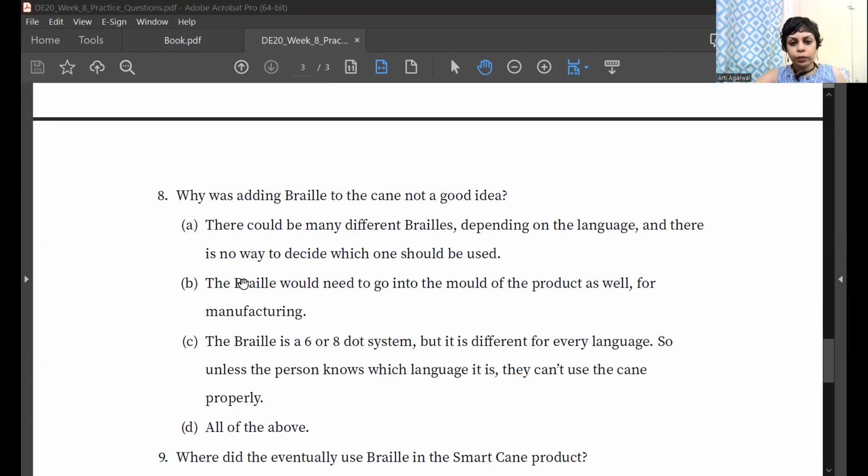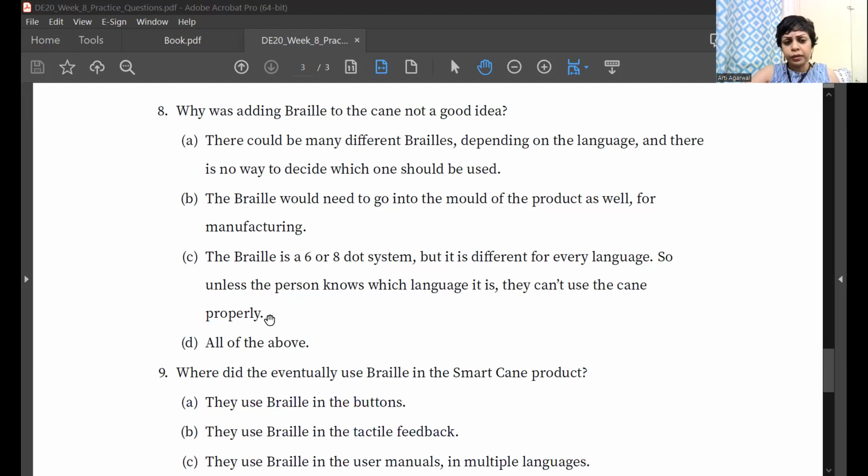And I thought it would be a good idea to discuss this a bit visually. I'll come to that, I'll just share that in a minute. And let's come to the second point, which is the braille would need to go into the mold of the product as well for manufacturing. What he explains in the lecture is that in rapid prototyping, when you're doing a 3D print, you can just print it directly. But when you're actually manufacturing, you need to implement it into the mold of the canes, right? So that itself is one more added feature which you would need to implement and may not be that easy to implement sometimes.